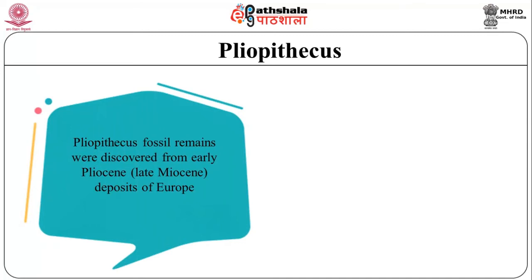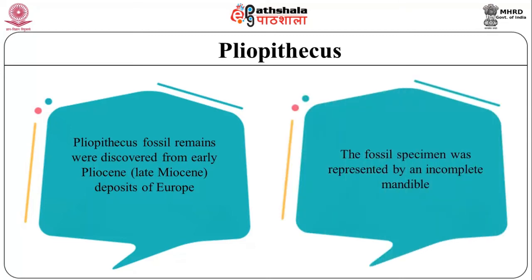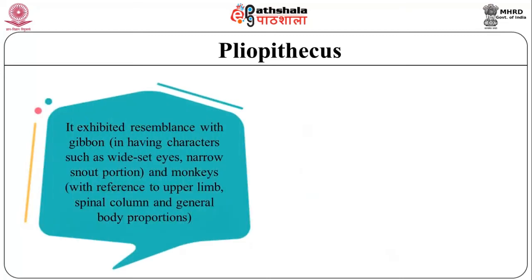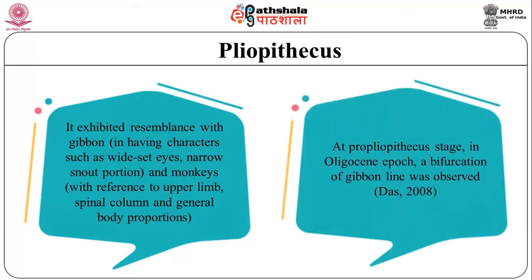When we take Pliopithecus, fossil remains were discovered from early Pliocene and late Miocene deposits of Europe. The fossil specimen was represented by an incomplete mandible. It exhibited resemblance with gibbon in having characters such as wide-set eyes and a narrow snout, and with monkeys with reference to the upper limb, spinal column, and general body proportions. At the Propliopithecus stage in the Oligocene, a bifurcation of the given line was observed.